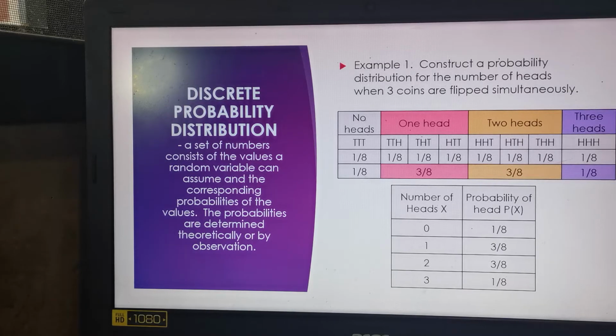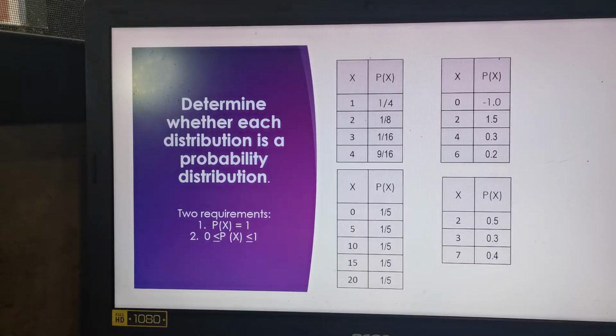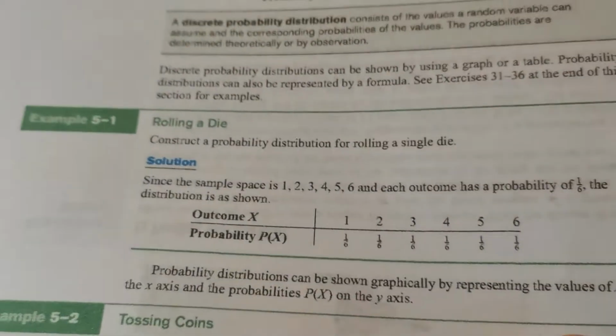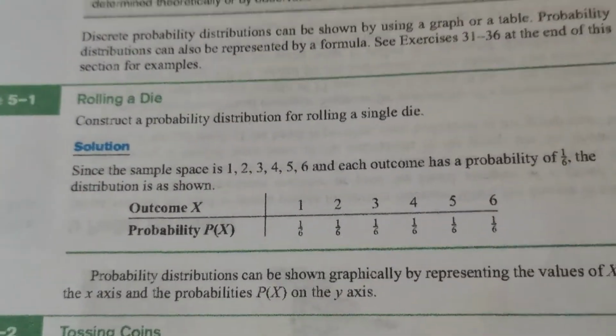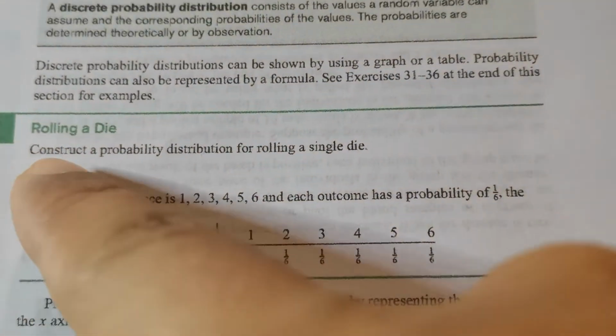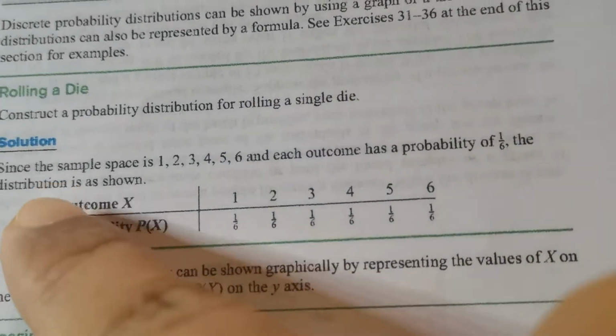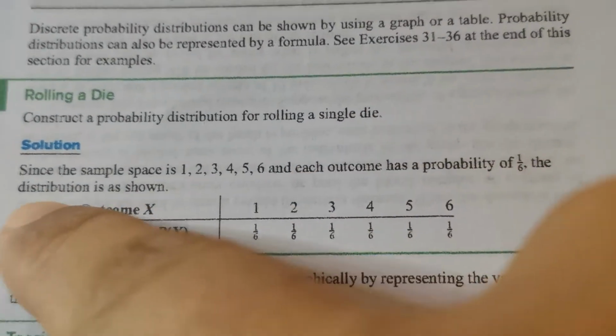So, do we have another example? Let me just see. Okay, let us go to the book, to your module. Rolling a die: construct a probability distribution for rolling a single die. Here, the book presents it horizontally.